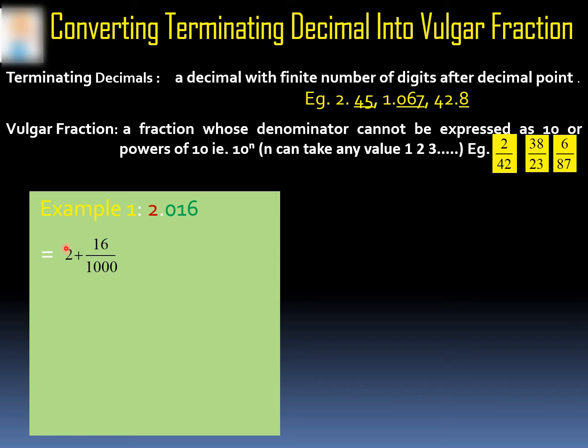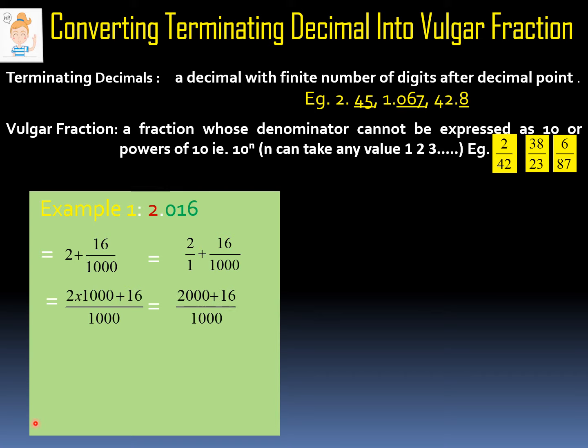As 2 is a rational number, we can write 2 upon 1. So we'll write 2 upon 1 plus 16 upon 1000. We'll take the LCM of 1 and 1000, which is 1000 in the denominator, and 2 into 1000 plus 16 in the numerator, which will give 2016 upon 1000. This is a fraction which we have to reduce to its lowest form. For reducing it in its lowest form, we have to divide numerator and denominator with the same number.